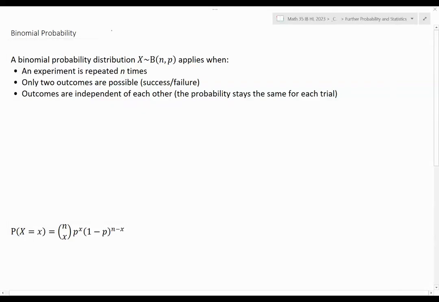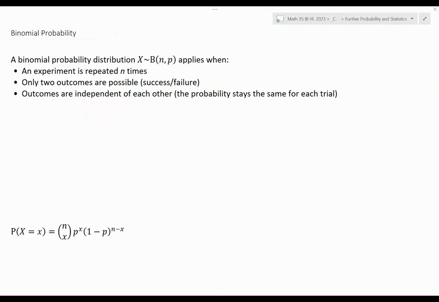Hello, in this video we're going to look at the binomial probability distribution. A binomial probability distribution can be represented as shown here, where I have a random variable x, and then we use B(n, p). So n and p are the defining parameters for a binomial distribution.